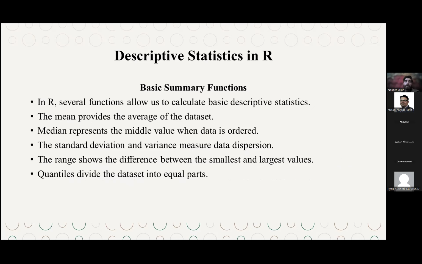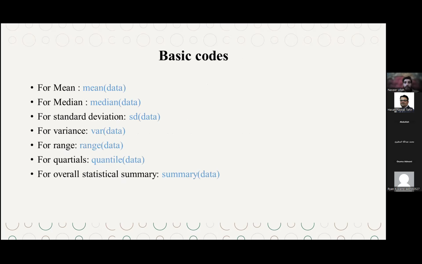Now, R in descriptive statistics. How is R used in descriptive statistics? For the basic summary, R has several functions that allow us to calculate basic descriptive statistics. The mean provides the average of the data set. Median represents the middle value. The standard deviation and variance measure data dispersion. The range shows the difference between the smallest and largest values. Quantiles divide the dataset into equal parts.